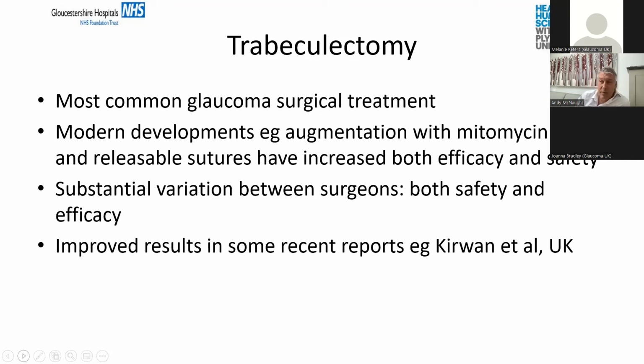It's not a terribly easy operation to do. It needs lots of practice and years of practice, and so there is a bit of variation between surgeons, both in the safety and efficacy. But there's some recent research, again from the UK, looking at surgeons that use the more modern techniques, the technique that I use, and my colleagues that trained around the same time as I did, and since, showing much better results than the previous publications. Next slide, thanks.